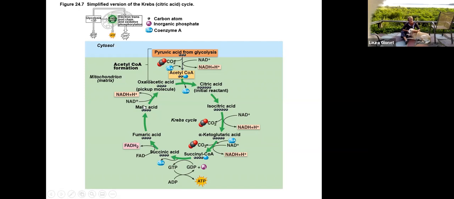Then from fumarate to malate is another rearrangement type of reaction. And then from malic acid to oxaloacetate, we liberate another hydrogen ion and its electron to produce another NADH. And now we're back to oxaloacetate.